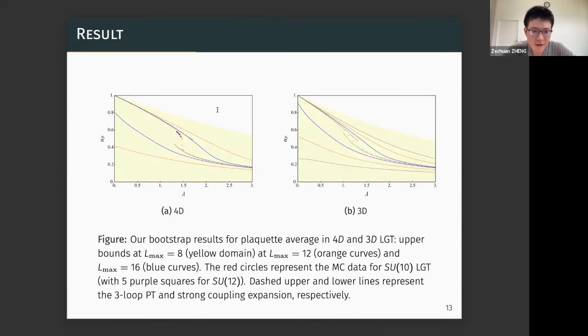Here the result is the 3D and 4D result. And the yellow region, the orange line and the blue line, they are the rigorous upper bound and the lower bound of the one plaquette average. The dashed line is the perturbation result, both in the weak coupling limit and the strong coupling limit. And the red dot, they are the Monte Carlo result, and also the purple dot. So you see that especially in 4D, which is most interesting, especially in the weak coupling limit, we already get a very, very precise result. So later I will describe how to get such a result.